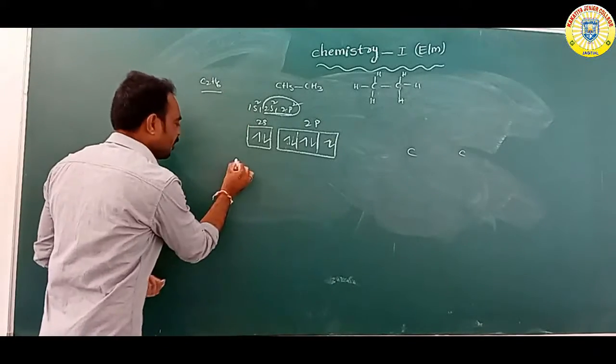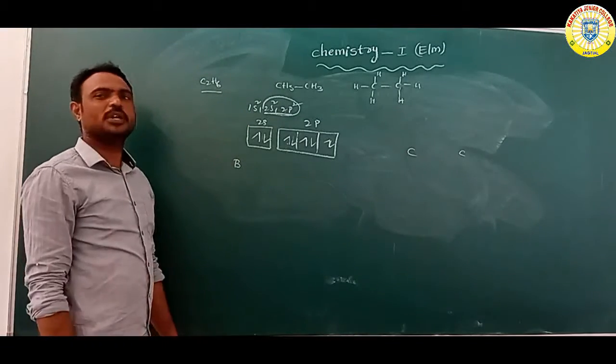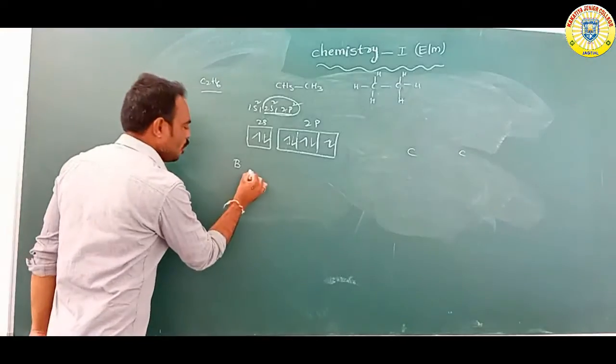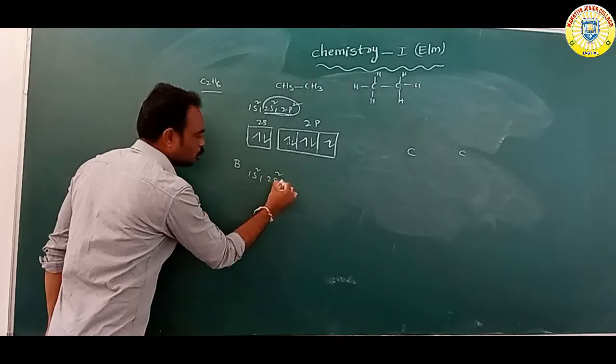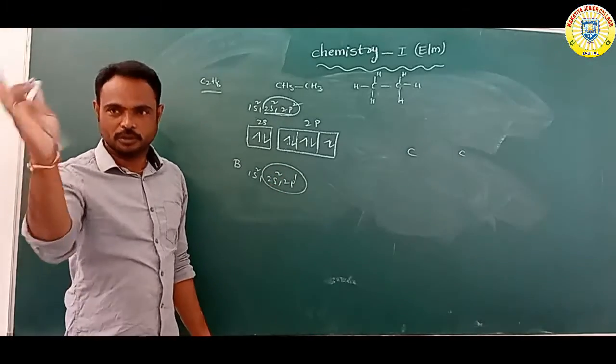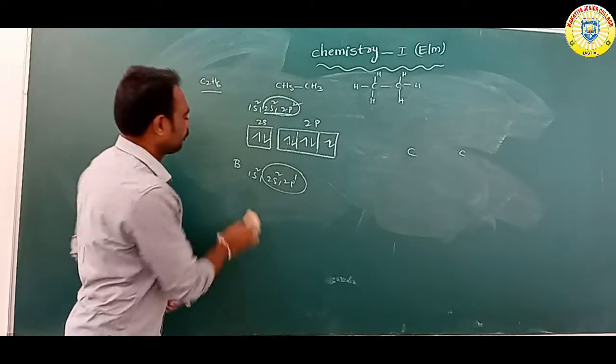Suppose, for example, we take boron. Atomic number 5, so 1s2, 2s2, 2p1. How much valency? 3. Good. Okay, it's clear.